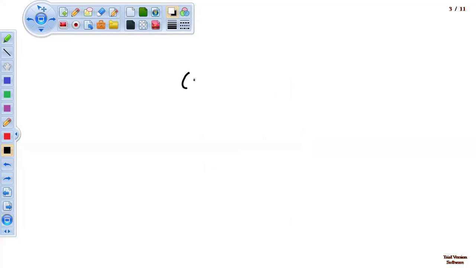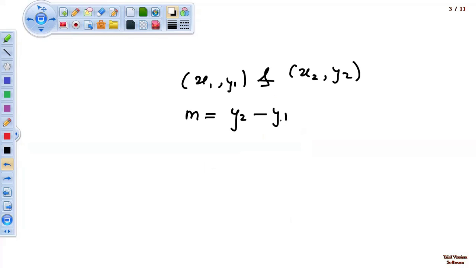So if we have 2 points, x1 comma y1 and x2 comma y2, we can find the slope of this line with the help of this formula. Slope equals y2 minus y1 divided by x2 minus x1. This is a simple formula to find the slope of the equation of line.